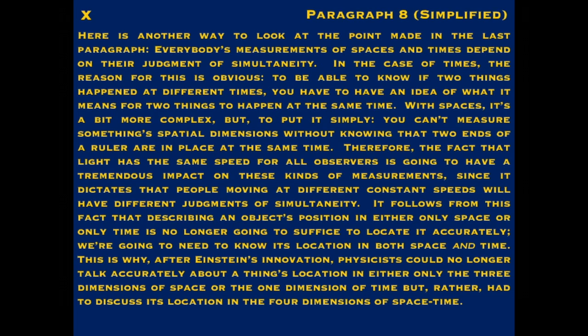Therefore, the fact that light has the same speed for all observers is going to have a tremendous impact on these kinds of measurements, since it dictates that people moving at different constant speeds will have different judgments of simultaneity. It follows from this fact that describing an object's position in either only space or only time is no longer going to suffice to locate it accurately. We're going to need to know its location in both space and time. This is why, after Einstein's innovation, physicists could no longer talk accurately about a thing's location in either only the 3 dimensions of space or the 1 dimension of time, but rather had to discuss its location in the 4 dimensions of space-time.